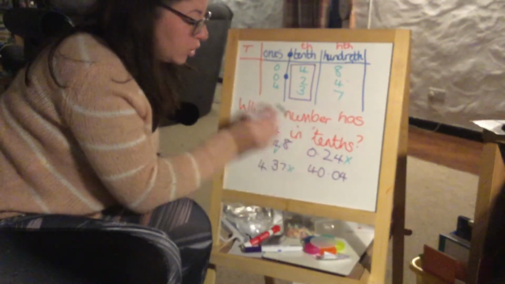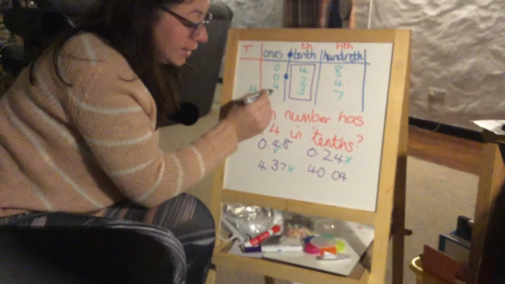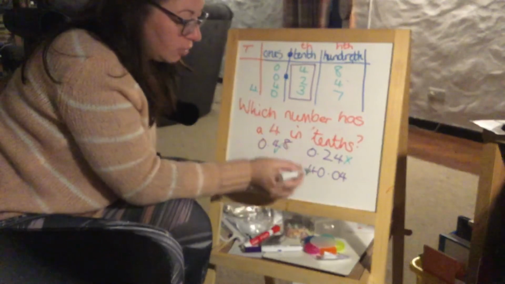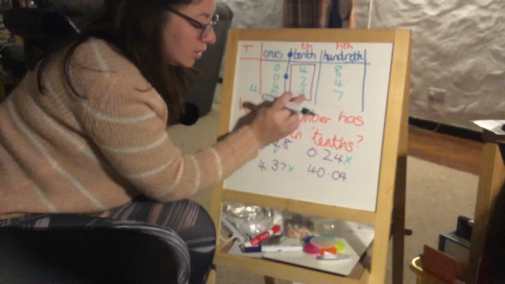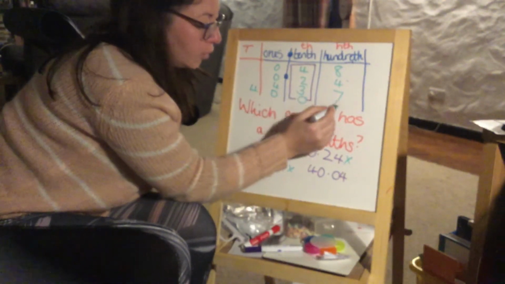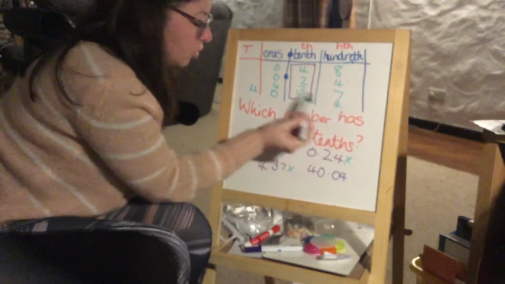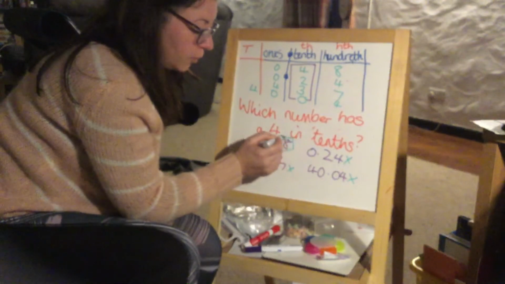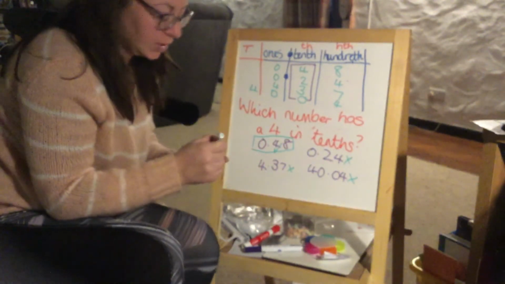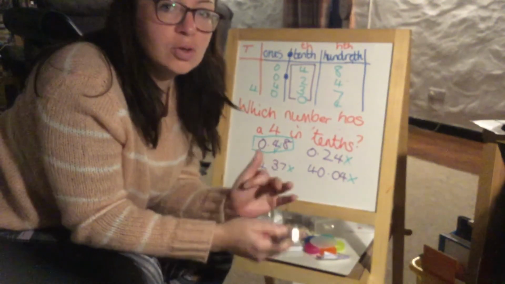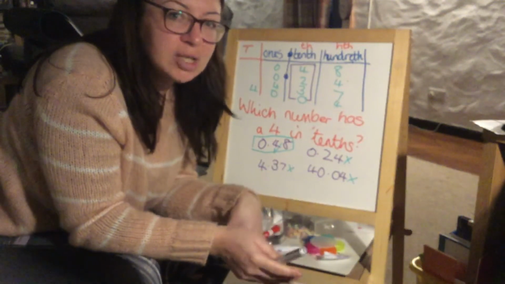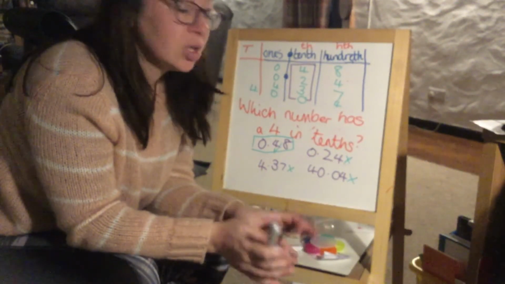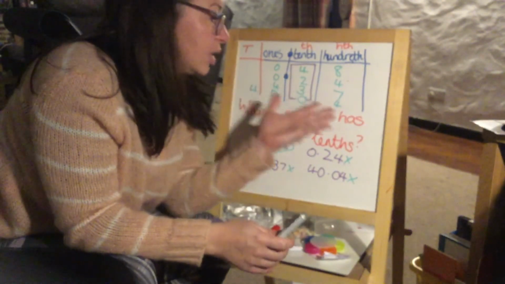And 40, so 4 tens, 0 ones, 0.04, again has a 4 in the hundredths column. So the only one with a 4 in the tenths column is this one. And this is the sort of question I know we did in assessments before Christmas that some of you really struggled with. So just draw this out if you need to.